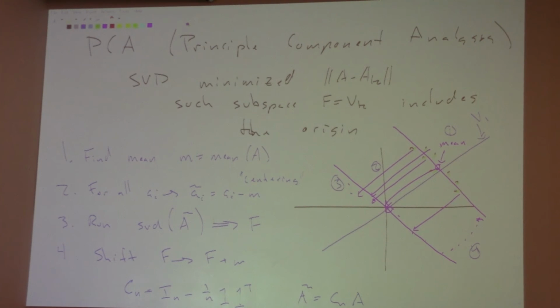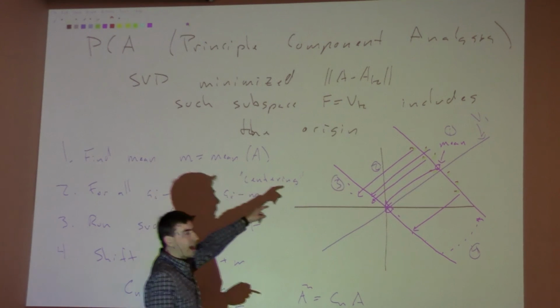So this is principal component analysis. It requires the centering step. Otherwise, you're not going to fit your data very well if it's not centered. And so, in particular, a lot of data sets have things where all the coordinates are positive.